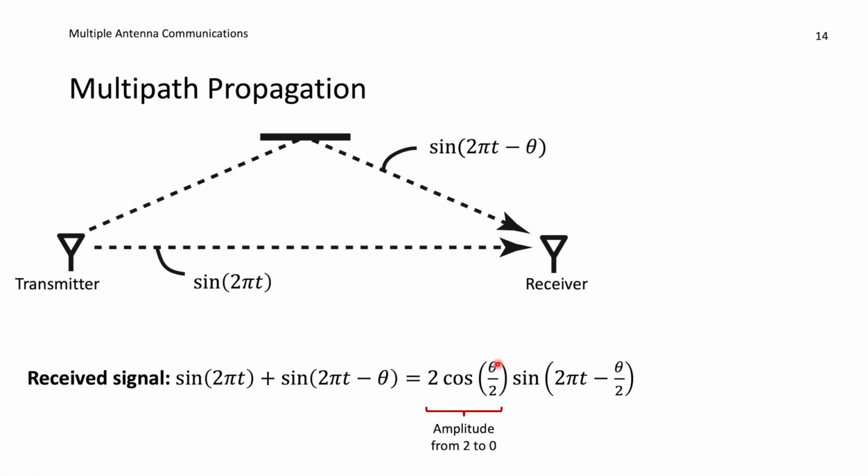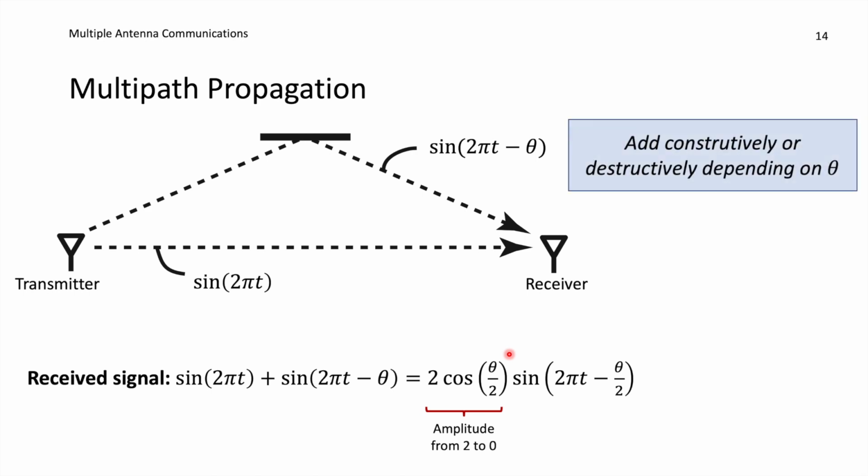So if theta is equal to 0, well then these two paths are in line with each other, and we get twice the amplitude. And if theta is equal to pi, then these two sines are having the opposite sign, they're cancelling out each other, and cos of pi over 2 becomes 0. So the amplitude can be anything between 0 and 2 depending on if you get constructive or destructive interference between these two different sine waves.